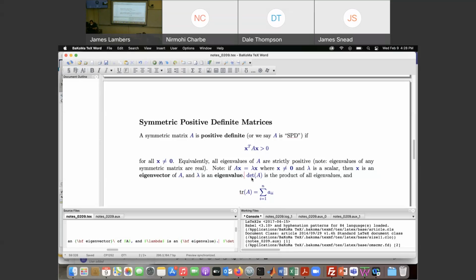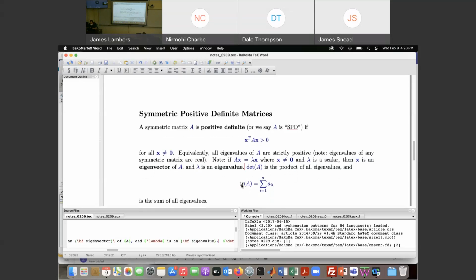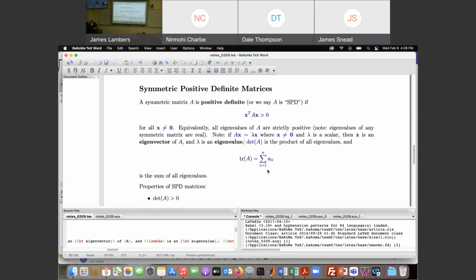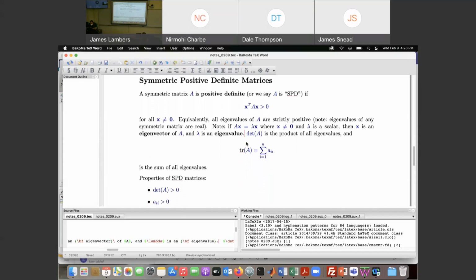The determinant is the product of all the eigenvalues. And the trace of a matrix, which is handy now and then, is the sum of all the diagonal entries. That's the definition, but it is also equal to the sum of all the eigenvalues. These are good things to know related to eigenvalues. So since the eigenvalues are all positive when the matrix is SPD, and the determinant is the product of all the eigenvalues, then any SPD matrix has a positive determinant.